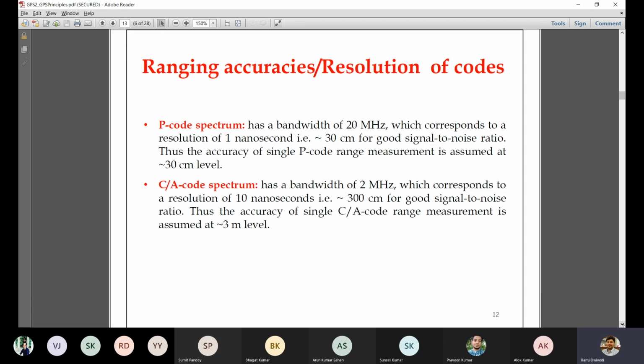Bandwidth means the difference of the higher frequency domain to the lower frequency domain. That creates the bandwidth. In that width, your signal is traveling. Your P code spectrum is traveling. So the bandwidth is given to consider a good signal to noise ratio till the signal reaches your receiver.